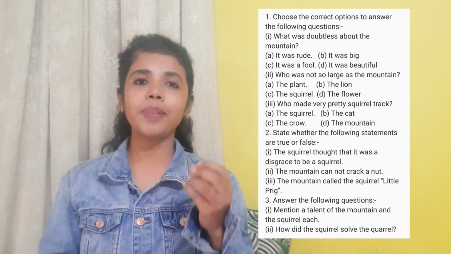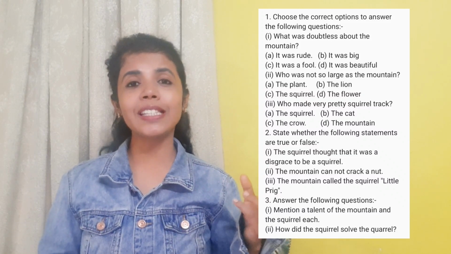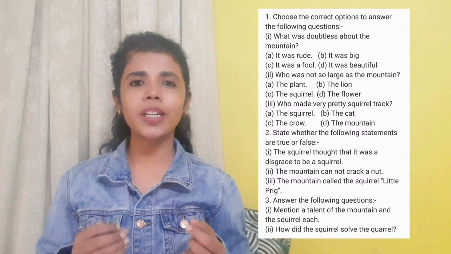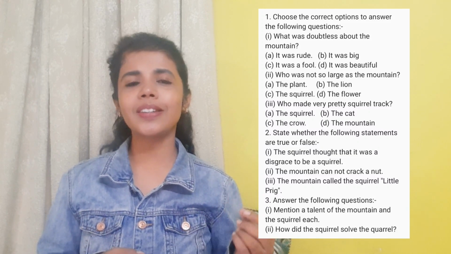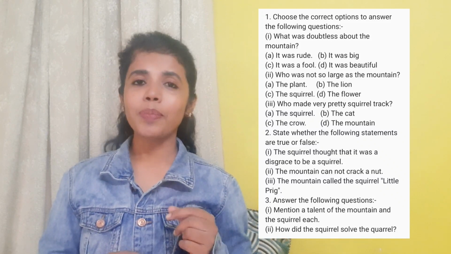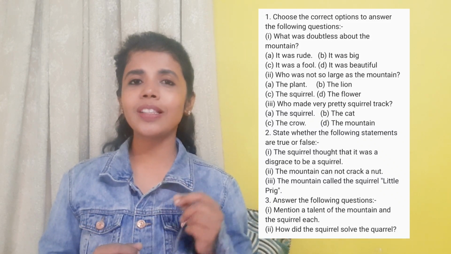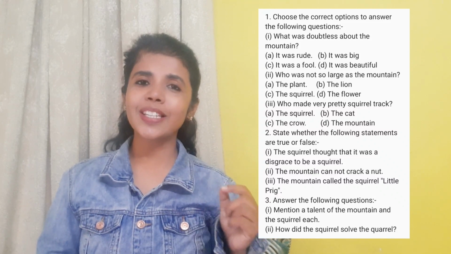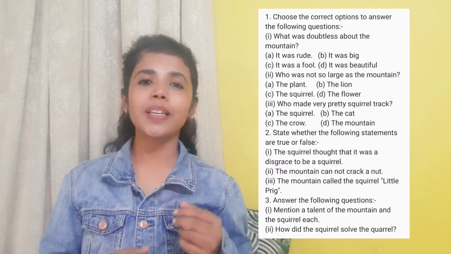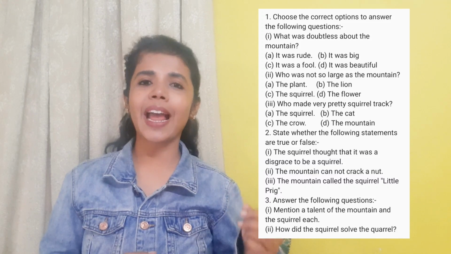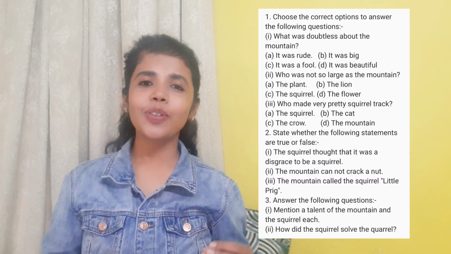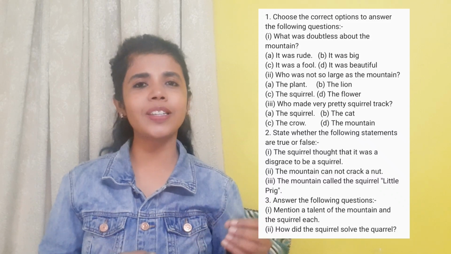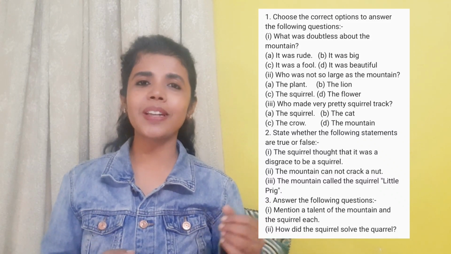Next question can be state whether the following statements are true or false. Your statement can be the squirrel thought it was a disgrace to be a squirrel. From the poem, we know that the squirrel thought it was not a disgrace to be a squirrel. So it is false. Next statement can be the mountain cannot crack the nut. All of us know with the help of or without the help of the poem that the mountain cannot crack a nut. So the statement is true.